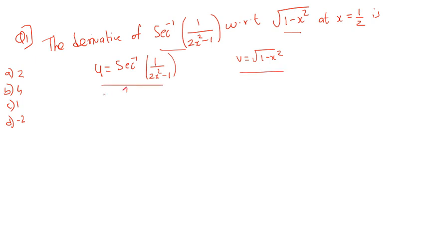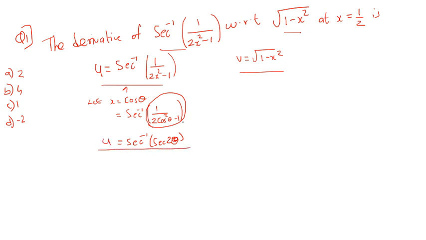First, in this, what I am doing, let x is equal to cos theta. So what happens here? Secant inverse of 1 by 2 cos square theta minus 1. This term can be written as secant inverse of secant 2 theta. That is our u.